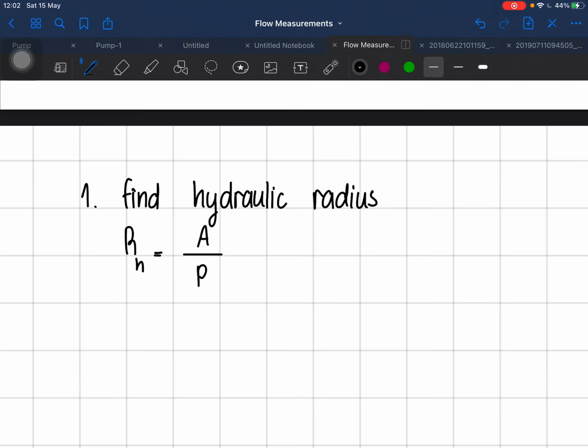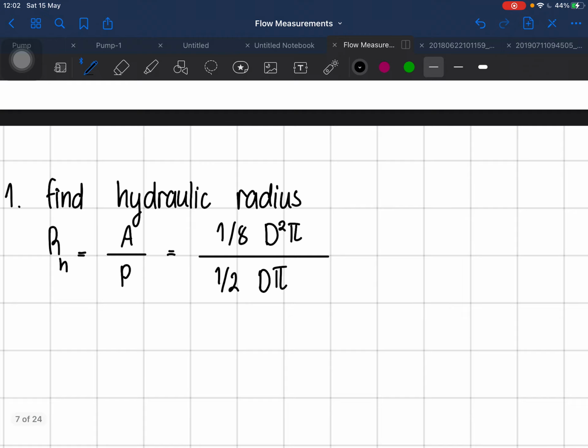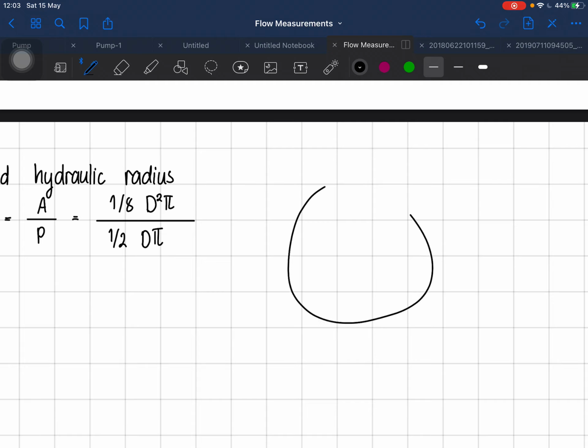So in this case, of course, the sewer pipe is nothing else besides a circle, one circular channel, right? So it is 1 over 8 d squared pi over 1 over 2 d pi, right? Because 2 pi r is the perimeter, and it's like only half because it says... how should I draw this one to make it look realistic?